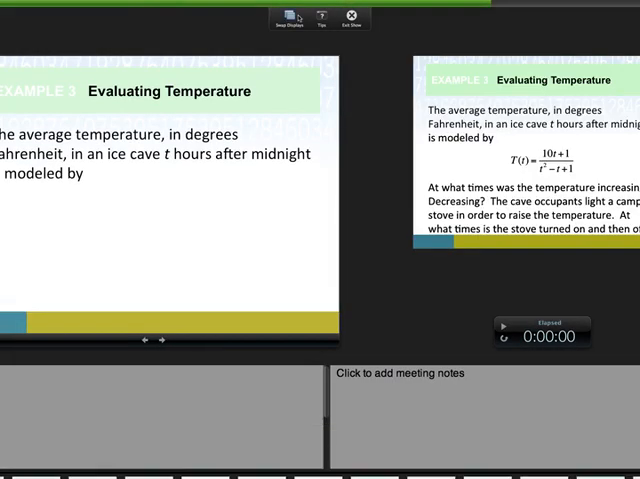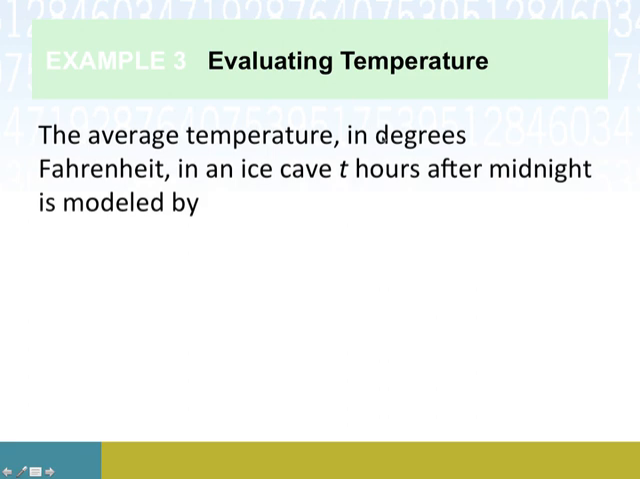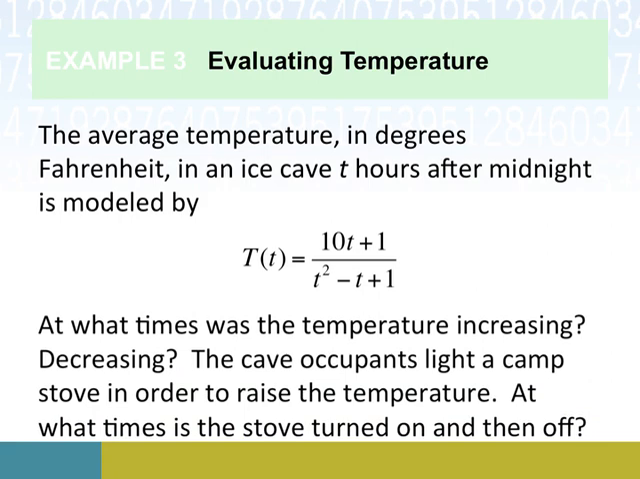So here we are in an ice cave. Great. So the average temperature in degrees Fahrenheit in an ice cave, T hours after midnight, is given by this exciting thing. We're in charge of figuring out at what times the temperature was increasing and decreasing, and then we're told that they light a camp stove, which is warming things up, and we're supposed to infer from the temperature basically what time the stove got turned on and what time it got turned off.